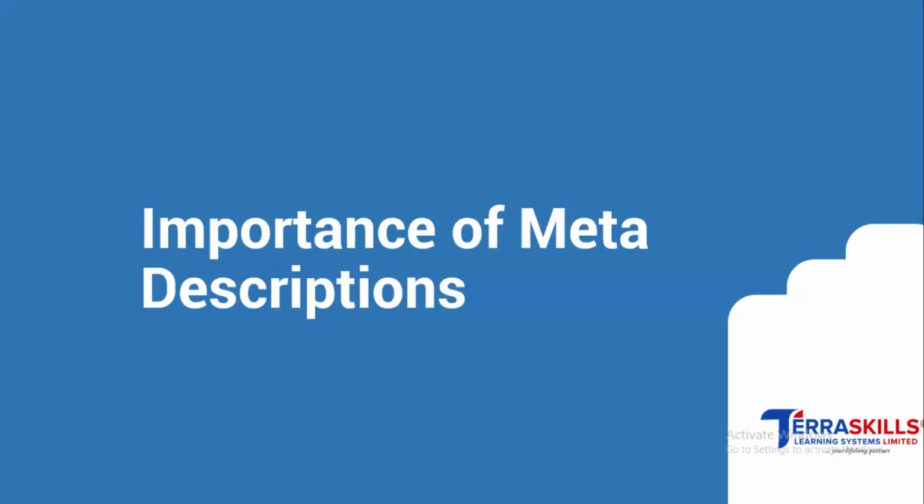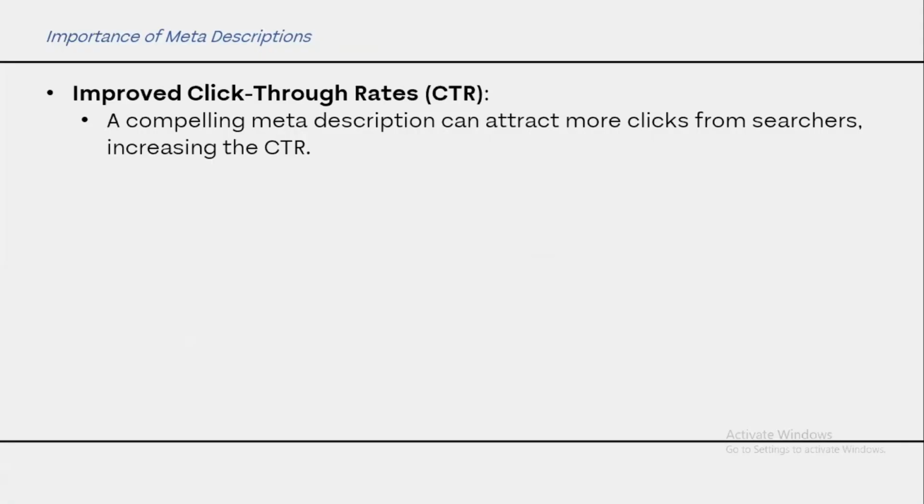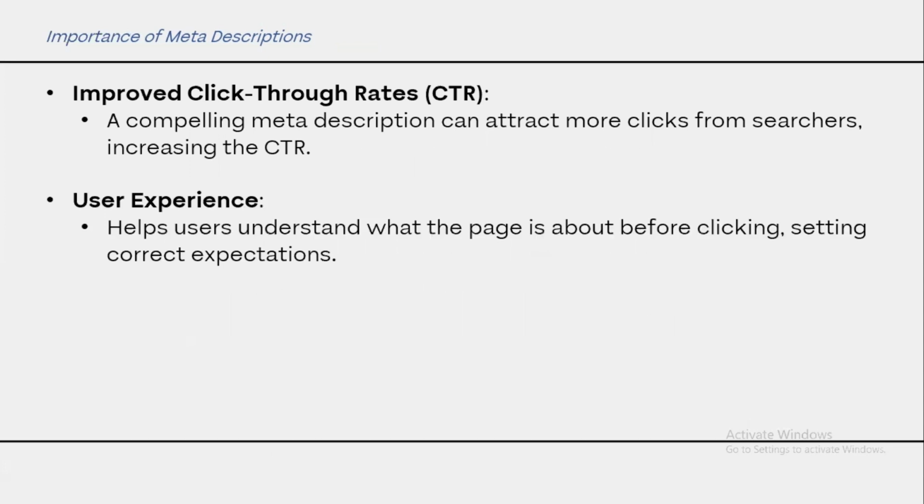What are the importance of meta descriptions? Number one, they improve click-through rates. A compelling meta description can attract more clicks from searchers, increasing your click-through rates. Then you have user experience. A compelling meta description will help users understand what the page is about before clicking. Therefore, this description sets a correct expectation for the user. That is saying that they know what they're expecting when they go into the page.